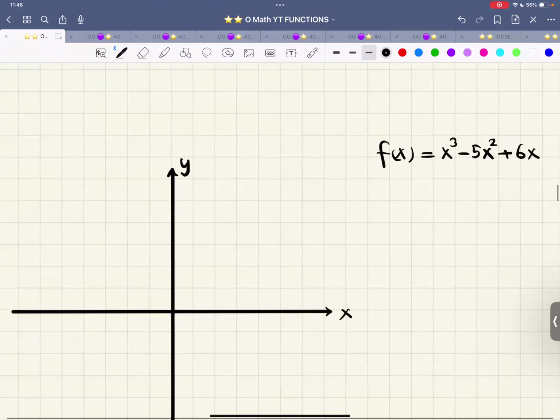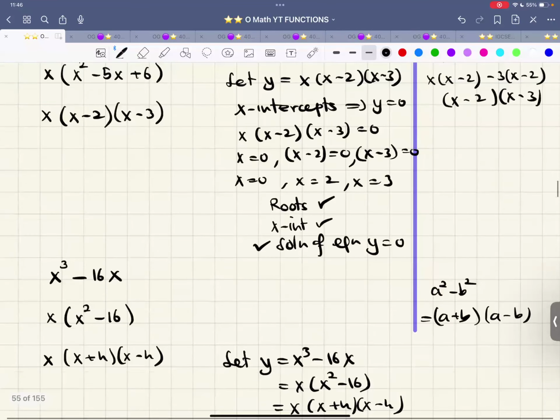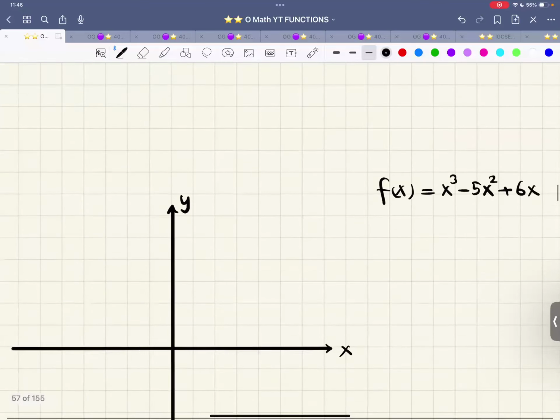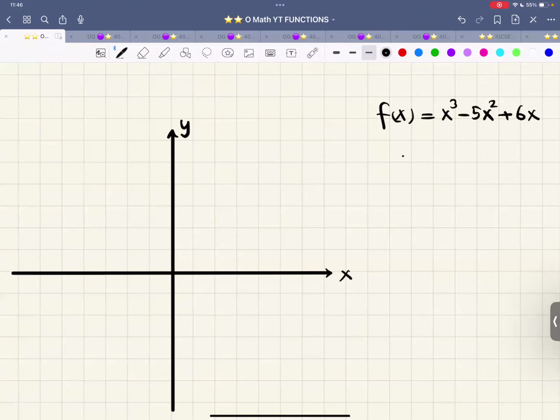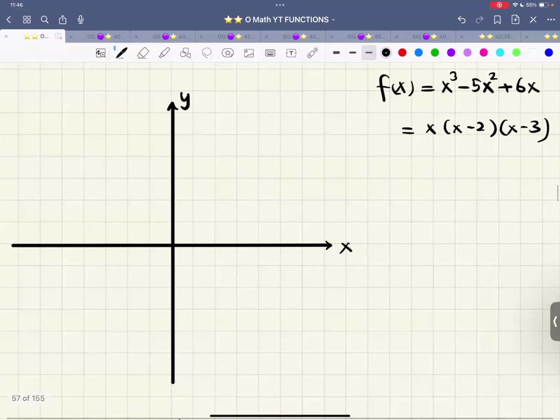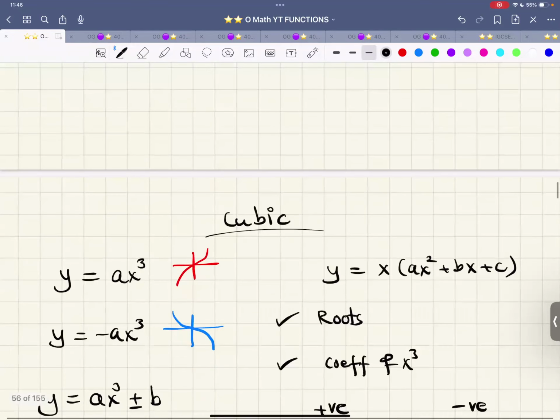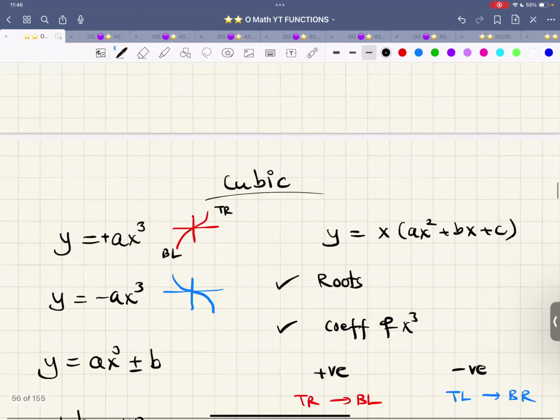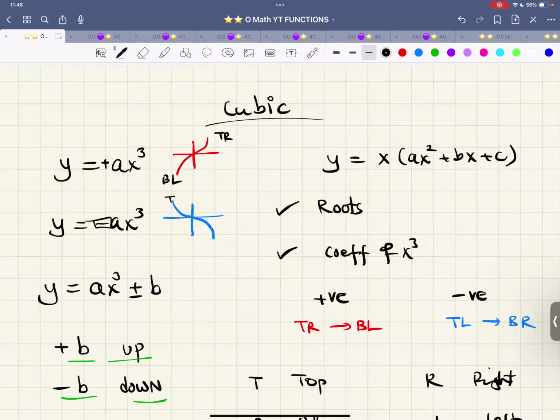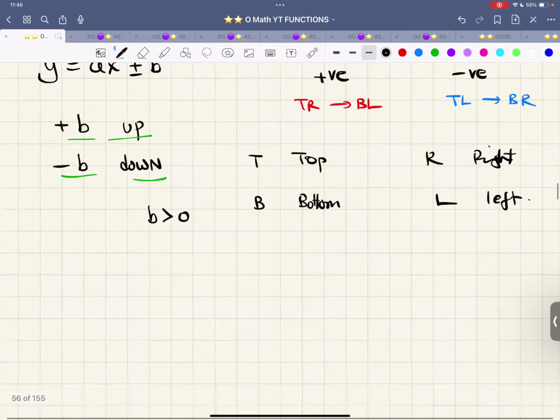So now when we have this thing, what are the roots? This is x minus 2, x minus 3. So let me write over here. This becomes x, x minus 2, x minus 3. And now there are three roots. So first of all, the coefficient of x cube is positive, top right till bottom left. Coefficient of x cube negative, top left, bottom right. So this has to be there.